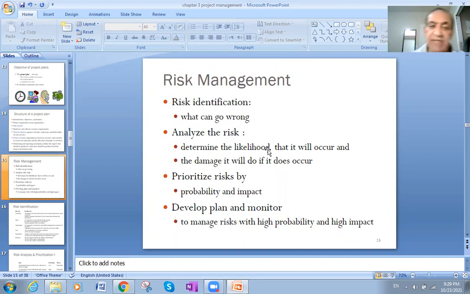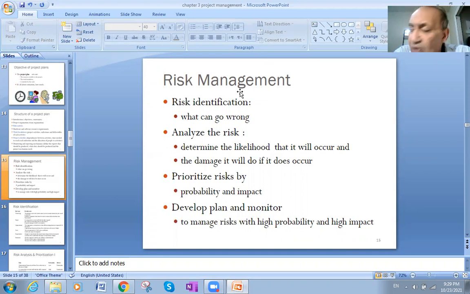So, risk identification. Risk means the gap between the actual results and the planned. The gap between them is risk. You planned to produce 10 cell phones. You produced only 7. Then the risk is 3. The planned minus the actual performance, 10 minus 7, gives you 3.